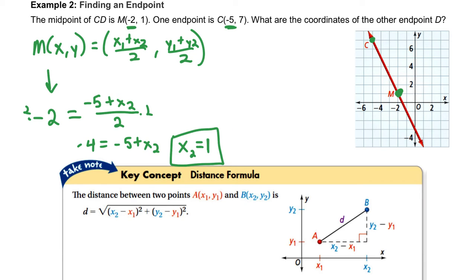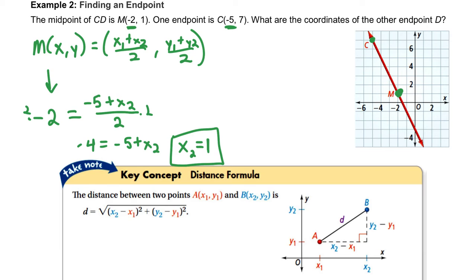Okay, and I know that was probably a little hard to follow at first, but it's understanding we're using the same formula for midpoint, but the big difference is we're not given one of the endpoints. We're given the midpoint and the other endpoint.